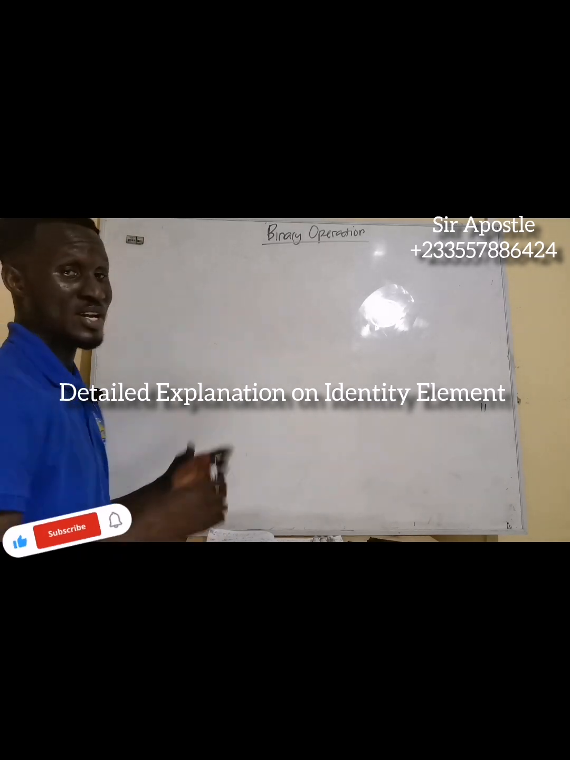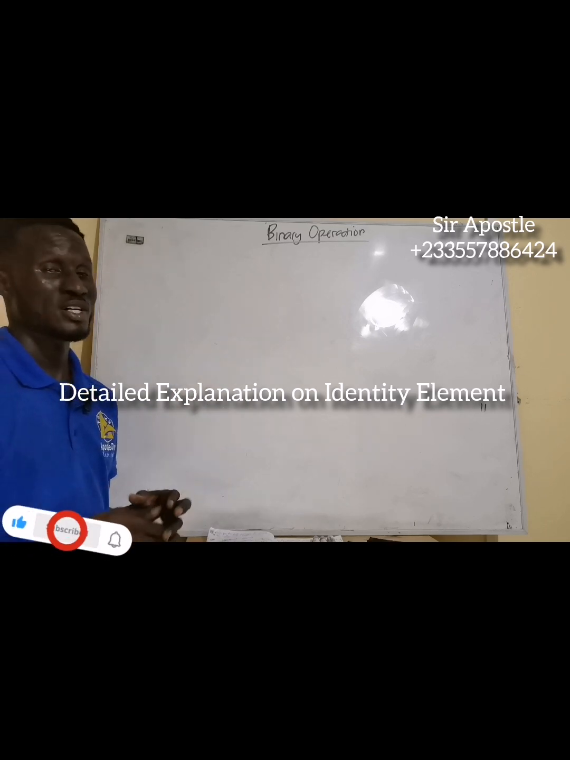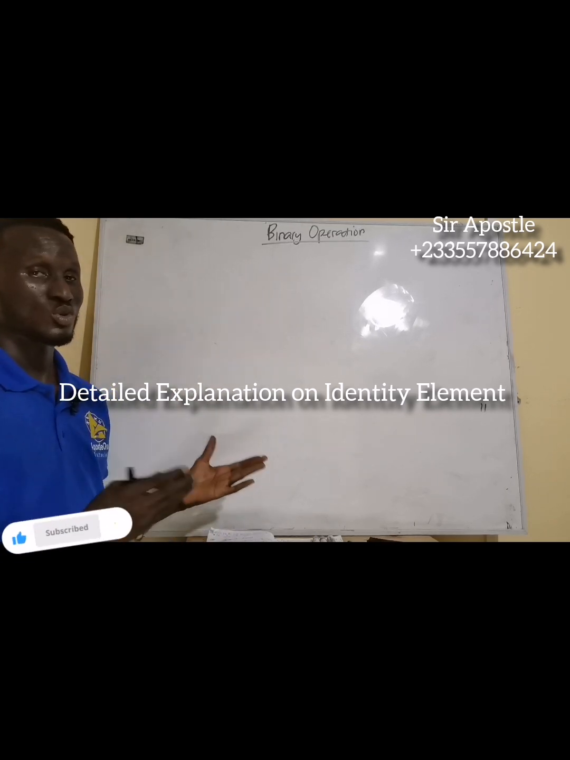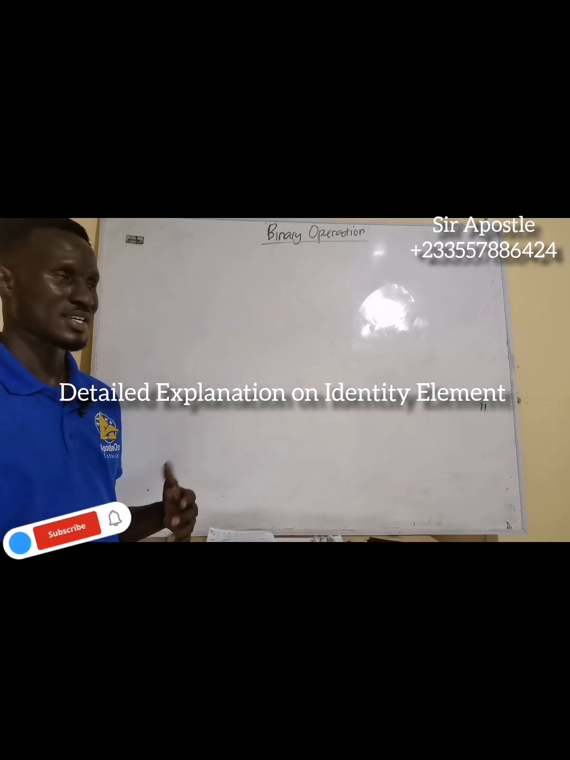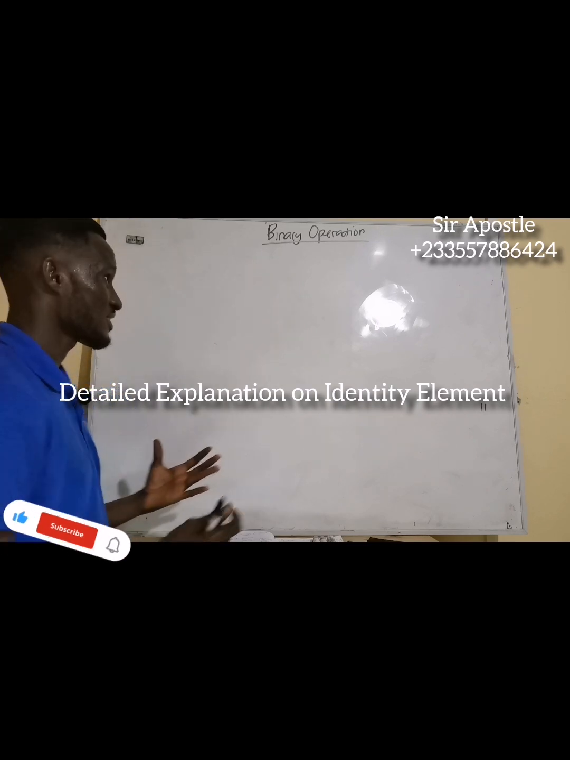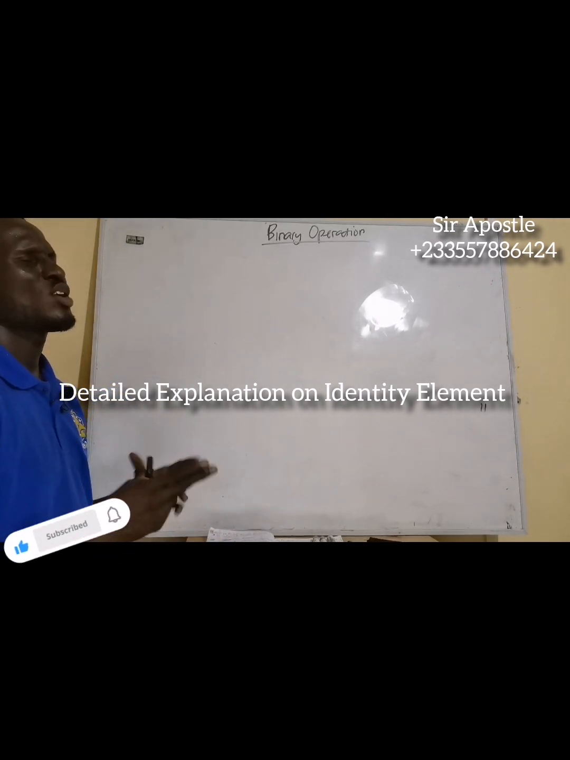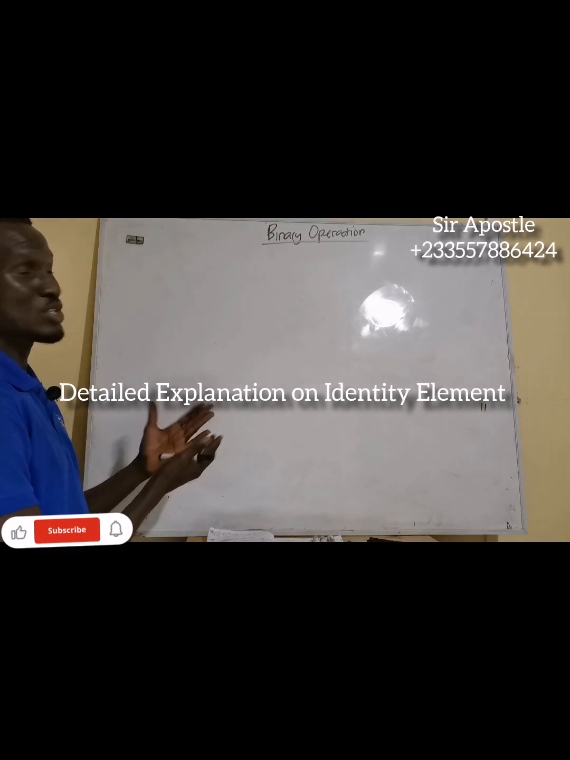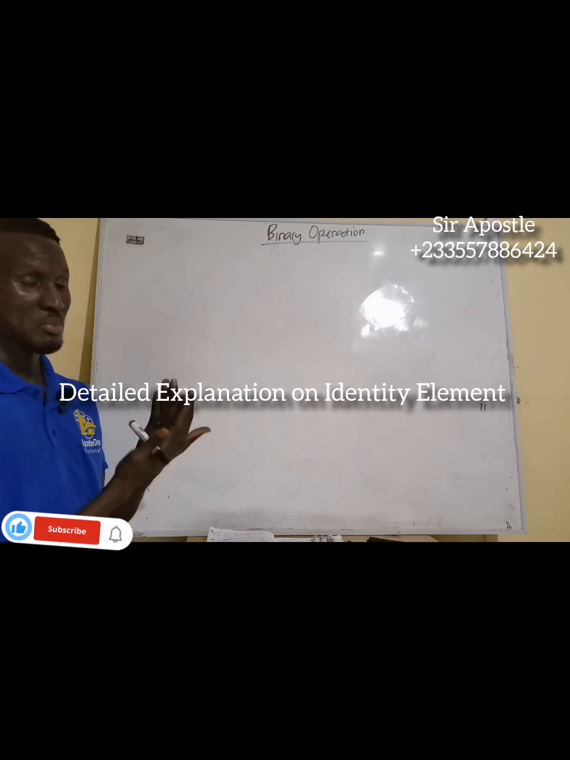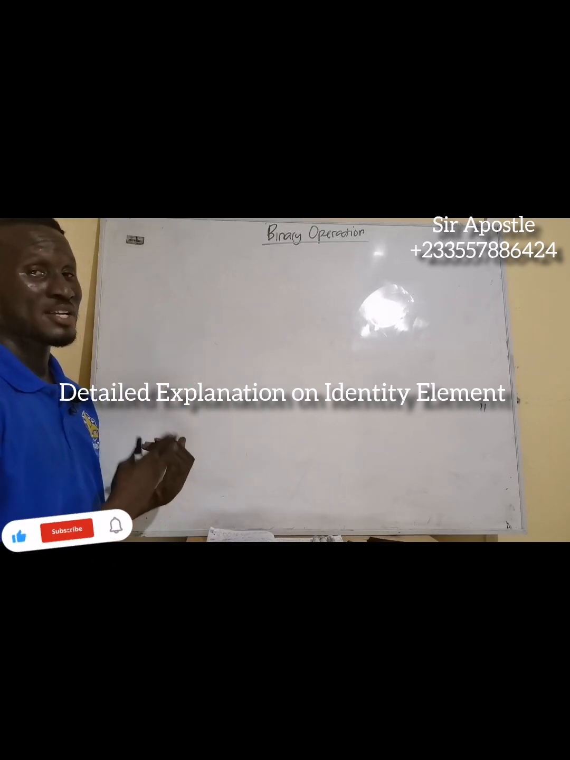Now let me talk about binary operation. Binary means two, and when it comes to indices or number bases, binary means two, which comprises only zeros and ones. Now binary operation also means a situation where we combine two numbers with a particular operation. I will not say addition, I will not say subtraction or multiplication. This one we're talking about binary operation.